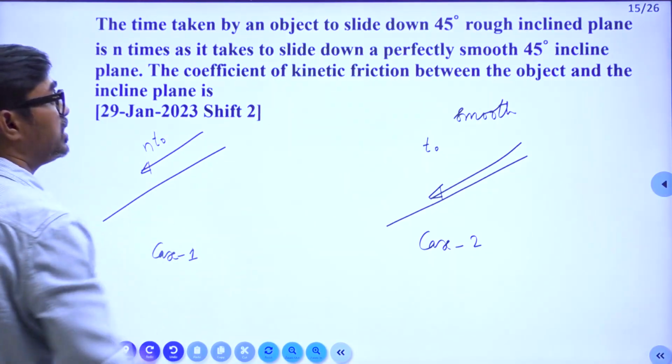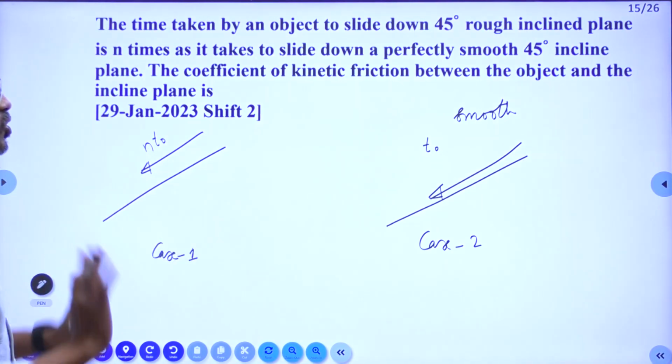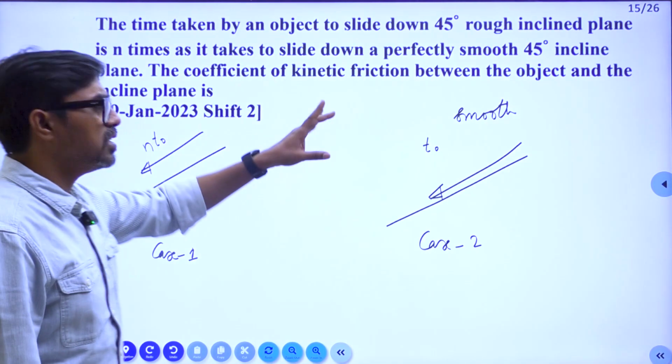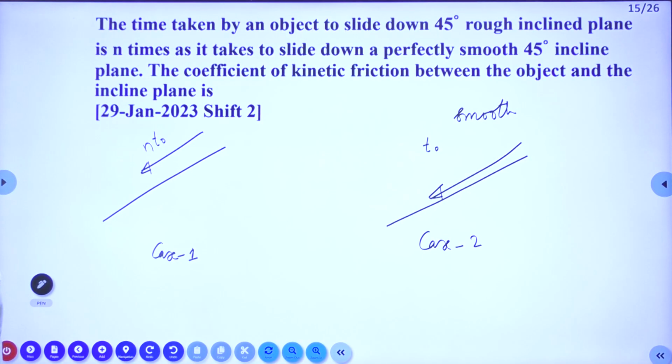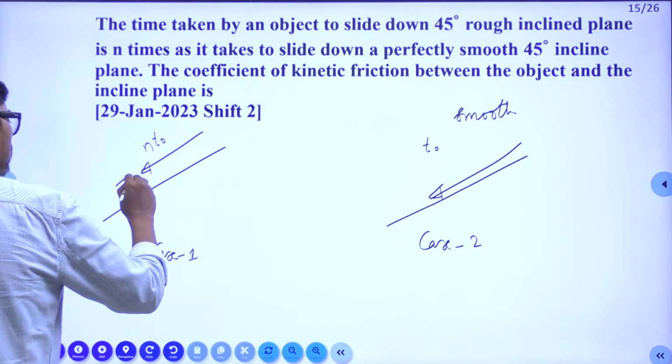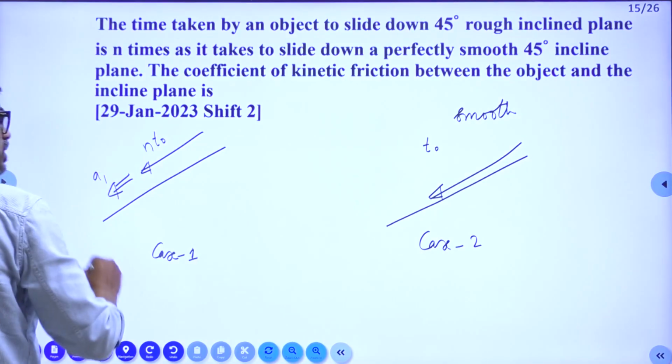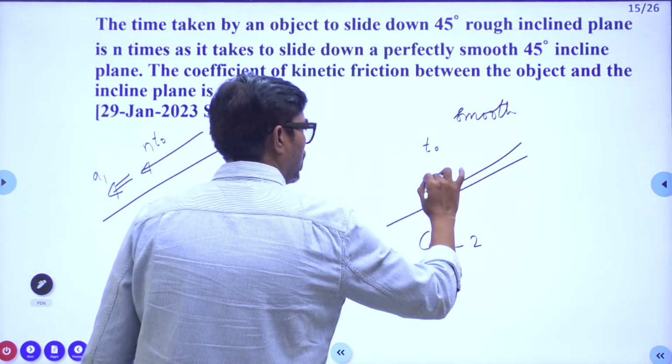He is saying n times it is taking. Angle is the same, distance to be covered is the same. They didn't mention the distance here. We assume that the same distance it is going. Okay. Now they are asking you to find the coefficient of kinetic friction that is present there. Okay. So what is acceleration here? Let's call this acceleration A1 and this acceleration A2 here.